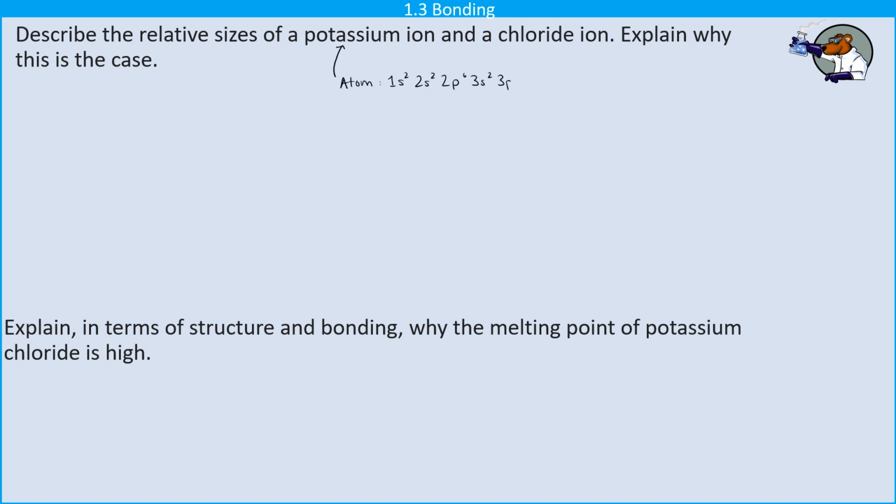So firstly, this potassium, we've got 1s2, 2s2, 2p6, 3s2, 3p6, 4s1. But of course, potassium is in group 1, so when it forms an ion, it does that by losing its outer shell 4s electron. So for the ion, we're going to take that one off.